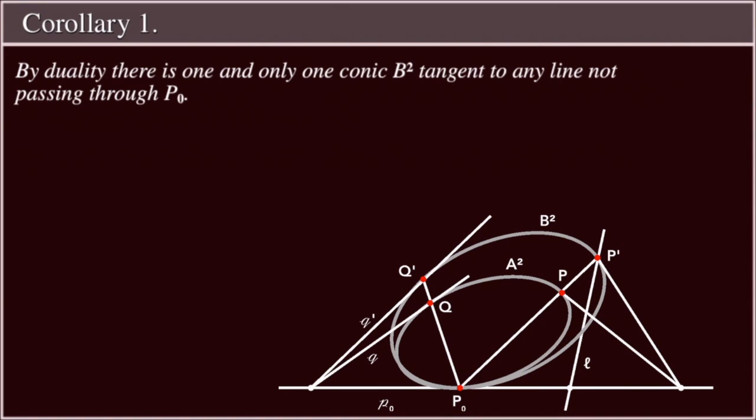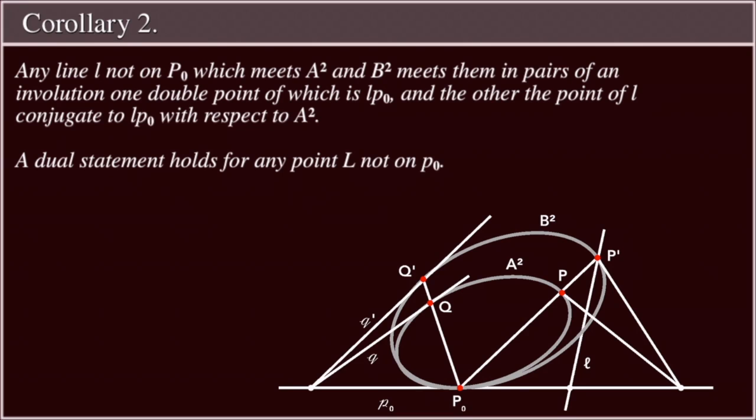Corollary 1. By duality, there is one and only one conic B squared tangent to any line not passing through P0. Corollary 2. Any line L not on P0 which meets A squared and B squared meets them in pairs of an involution, one double point of which is L p0 and the other the point of L conjugate to L p0 with respect to A squared. A dual statement holds for any point L not on p0.